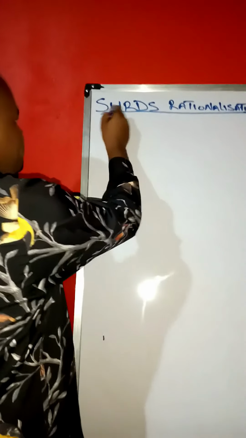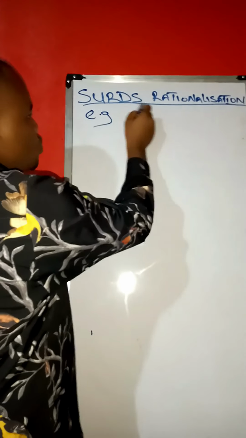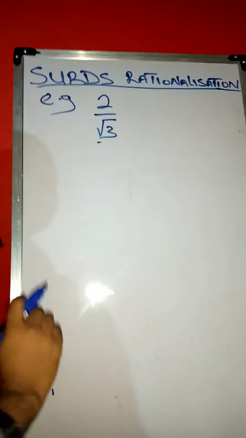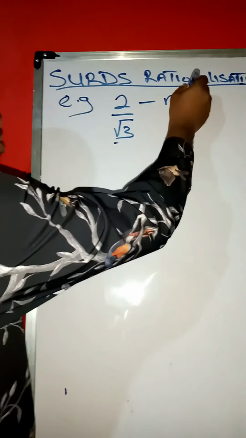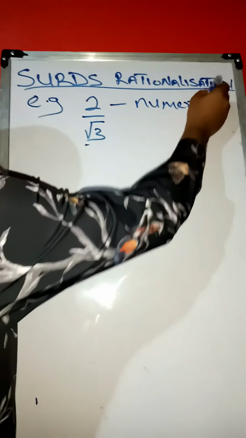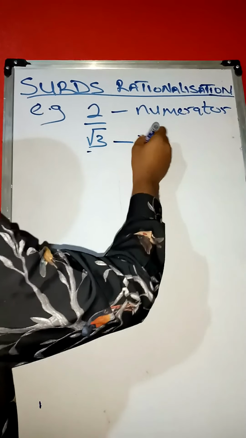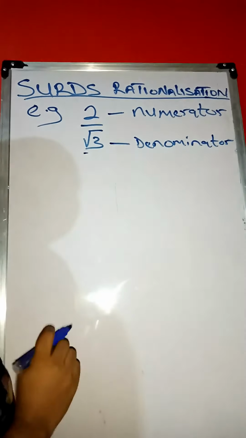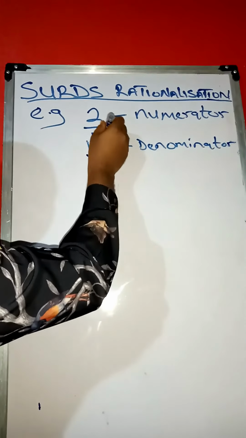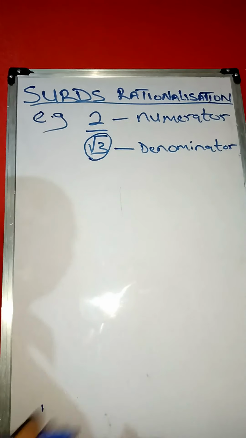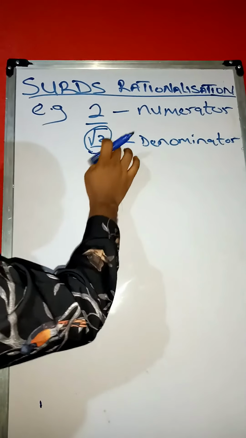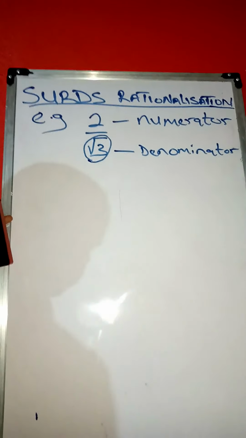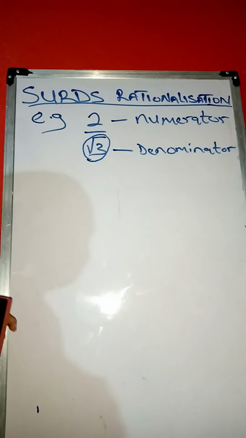For example, if I am given 2 over root 3 and I'm asked to simplify this. Remember that this is my numerator and this is called your denominator. It is not right that your denominator has an irrational number. So I'm going to look for a process of removing this irrational number from the denominator and taking it to the numerator, so that I'll have a rational number in my denominator.